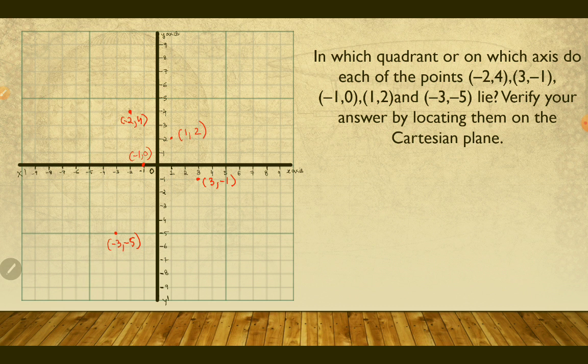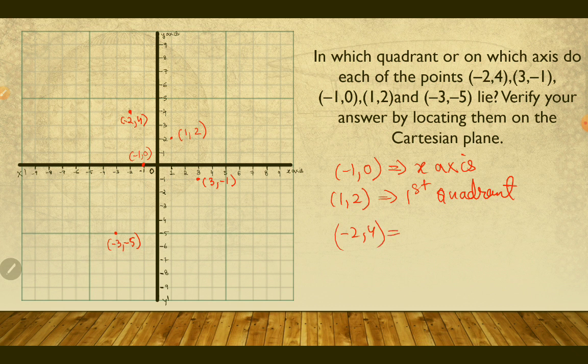So verify your answer by locating them. Now we have to write the quadrants and axes. So only minus 1 comma 0 is on the axis. It's on x axis. And 1 comma 2 is in first quadrant. Minus 2 comma 4 is in second quadrant. Minus 3 comma minus 5 is in third quadrant. And 3 comma minus 1 is in fourth quadrant.